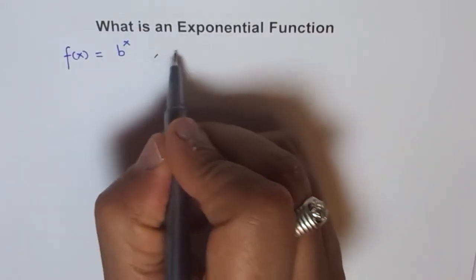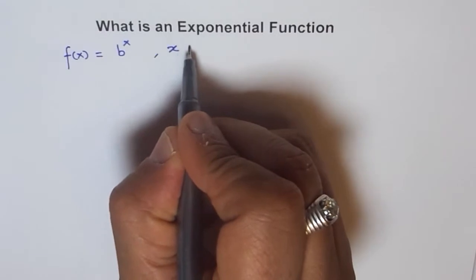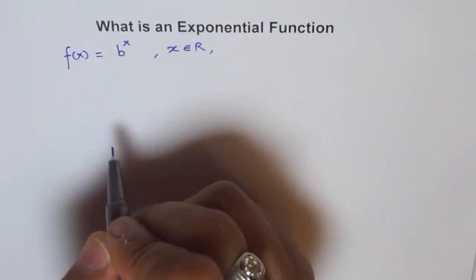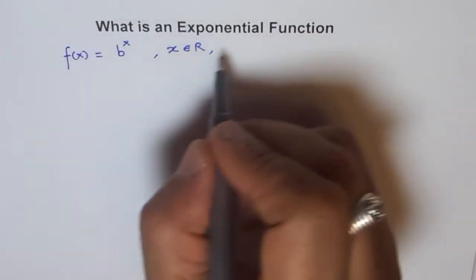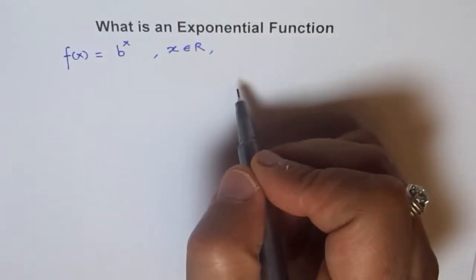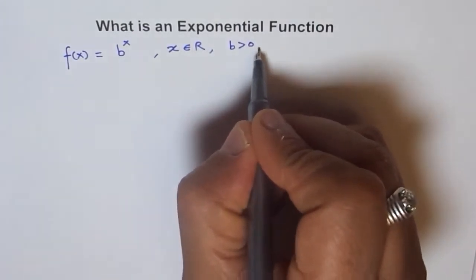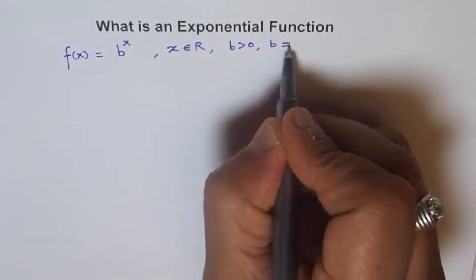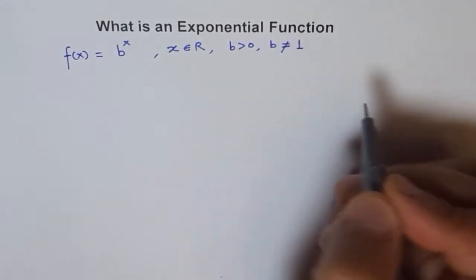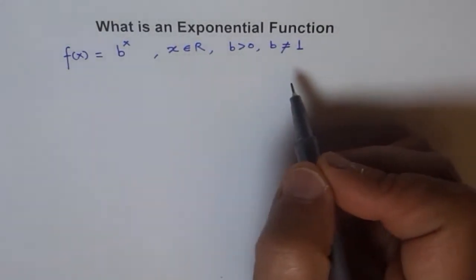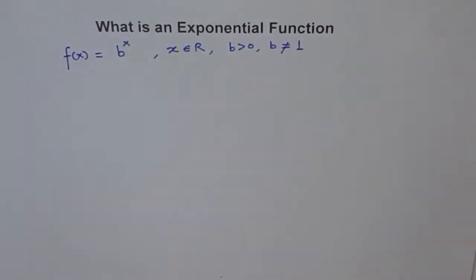So x is a variable which belongs to the set of real numbers, and b is the base, and b has some restrictions. b should be greater than 0 and b should not be equal to 1. Do you know why? We'll answer both these questions soon. Now, let me just check one thing with you.